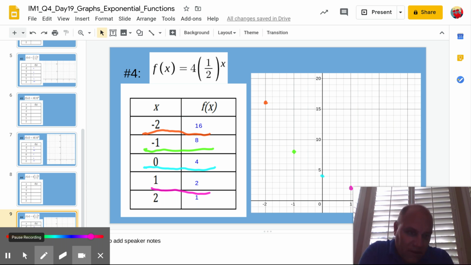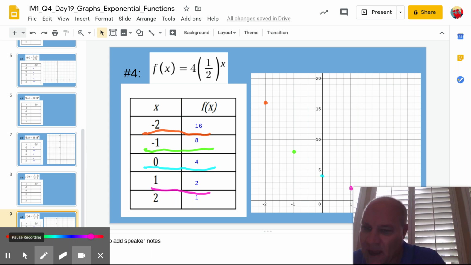The last point, my mugshot here gets in the way. How would you graph 2, 1? We go right 2, up 1. So the curve's coming down, and it's going to create an asymptote right at the x-axis. It's going to be, again, so close, but yet so far from the x-axis.